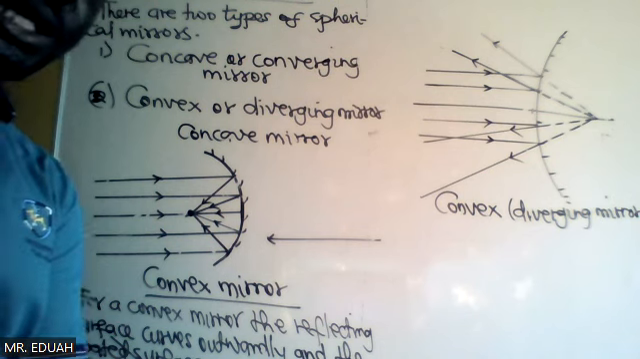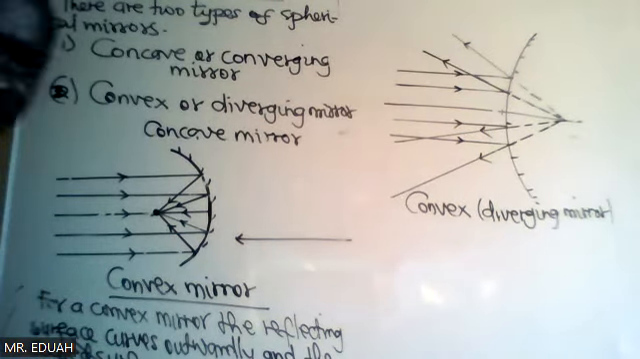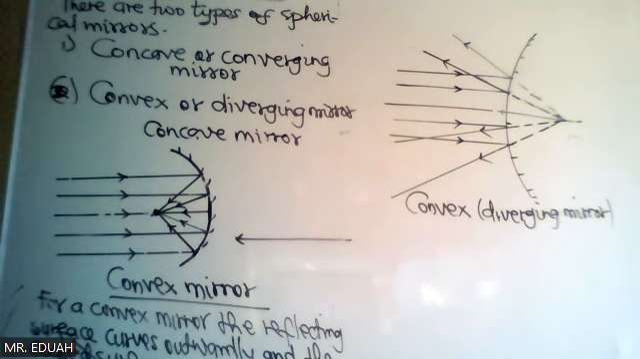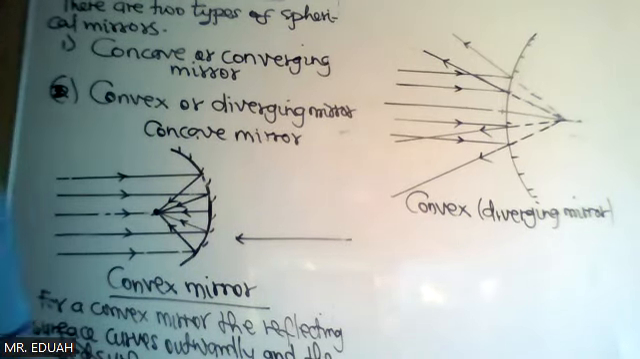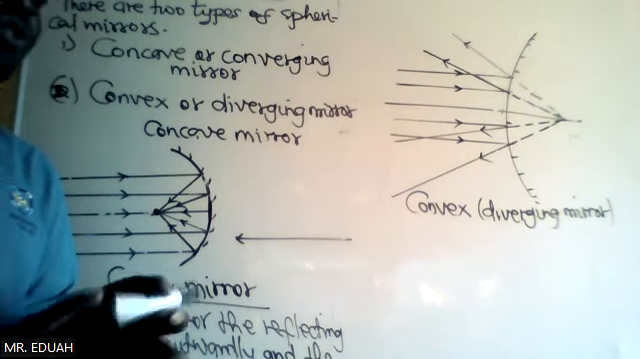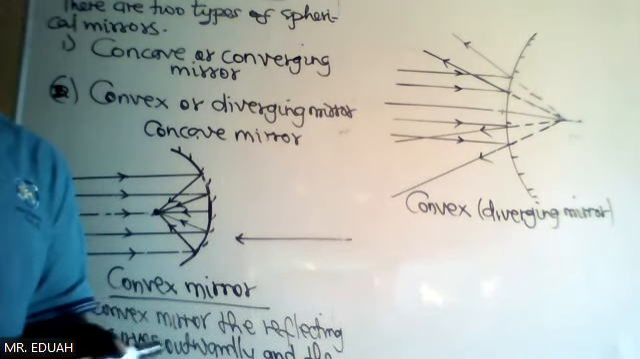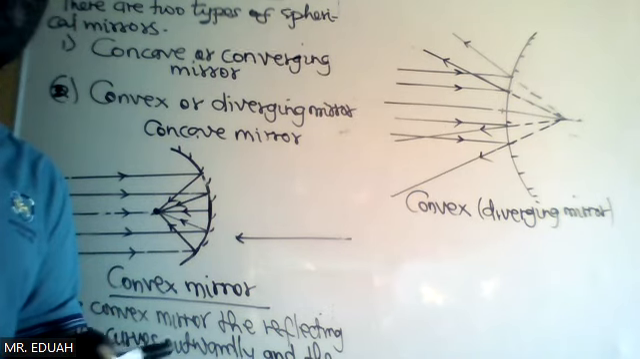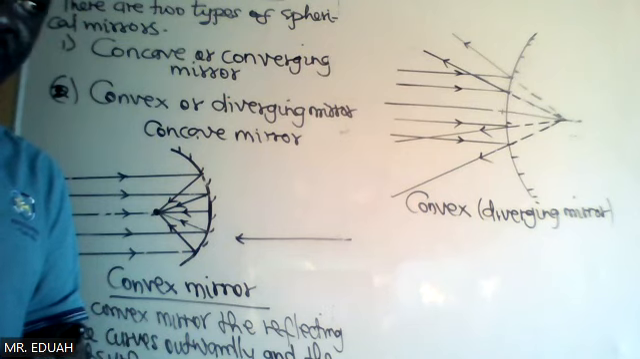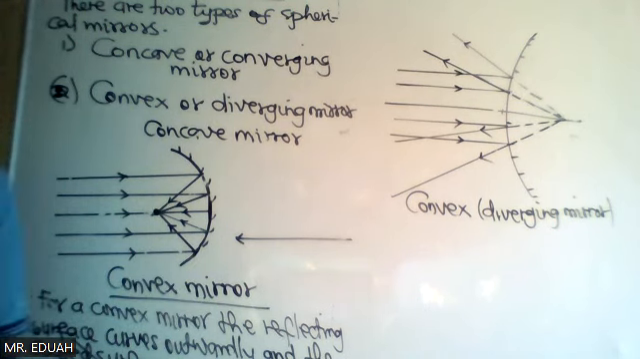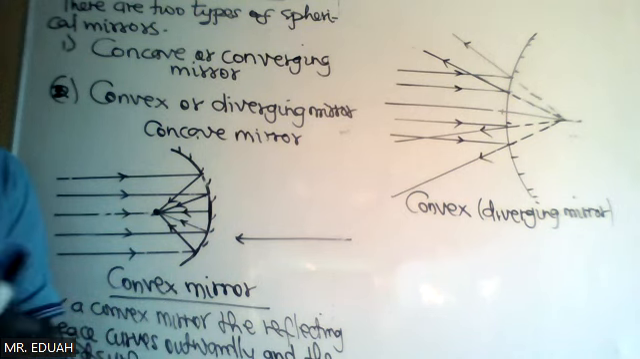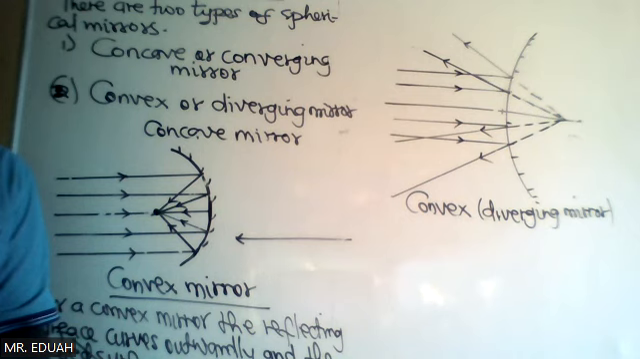Let's also talk about the uses. How do we apply these kinds of mirrors, or what is the usage of these mirrors? Plane mirrors are used as a dressing mirror. They are also used as a shaving mirror. They are used for designing mirror periscopes. So we basically use plane mirrors as dressing mirrors, shaving mirrors, and also in mirror periscopes.